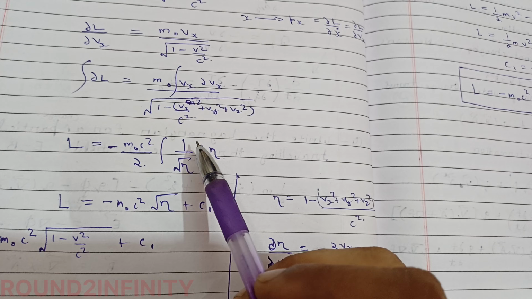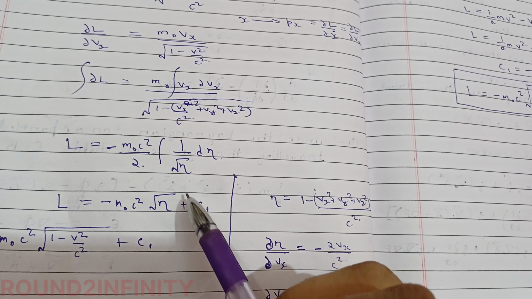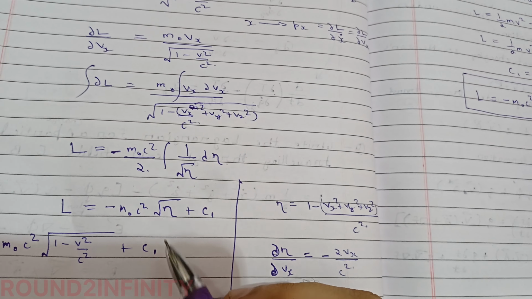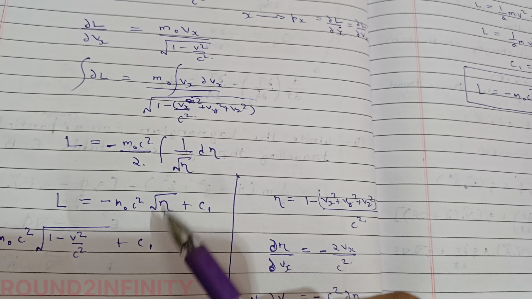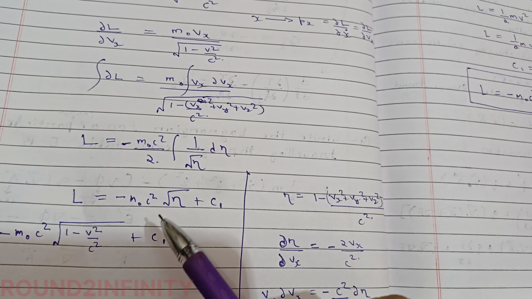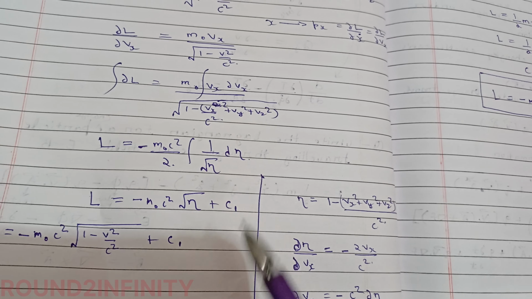Now you can integrate this thing. It is nothing but eta to the power minus 1 by 2 plus 1 divided by minus 1 by 2 plus 1. So it will give you this. 2 will cancel out, and you will have the square root of eta, and you will have some constant after integration. This is the constant of integration. So now you have the Lagrangian, but still you don't have the value of c1, that constant.